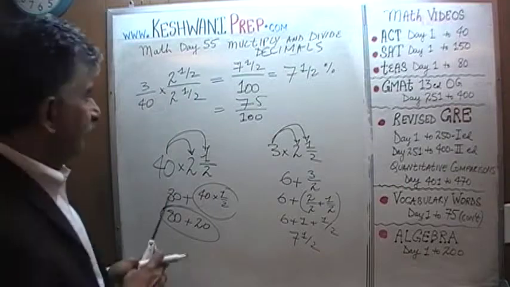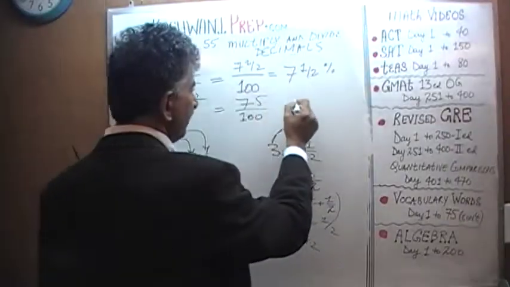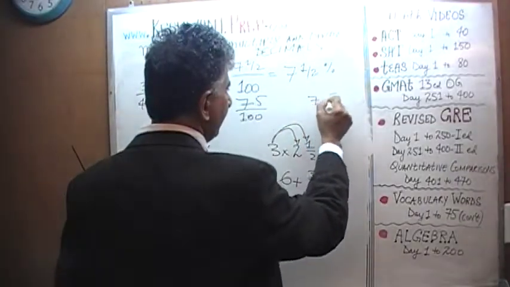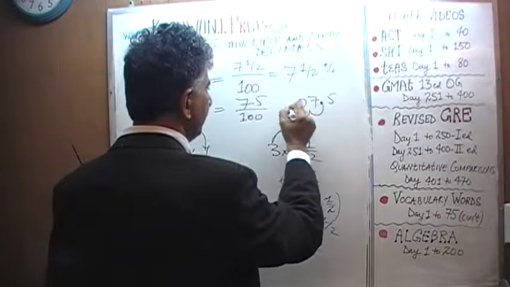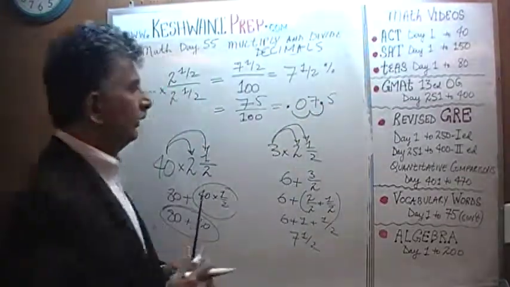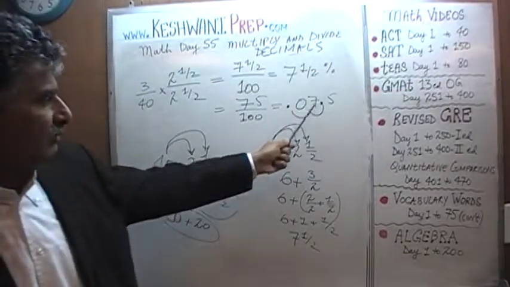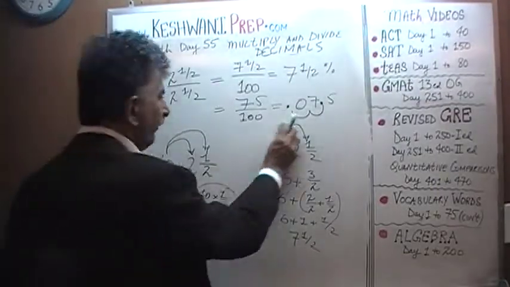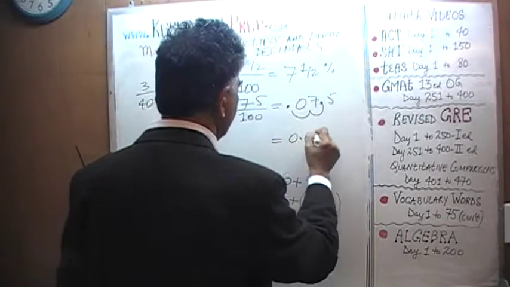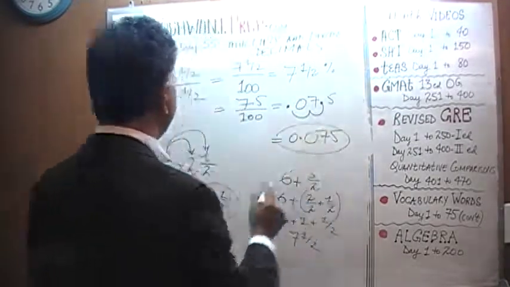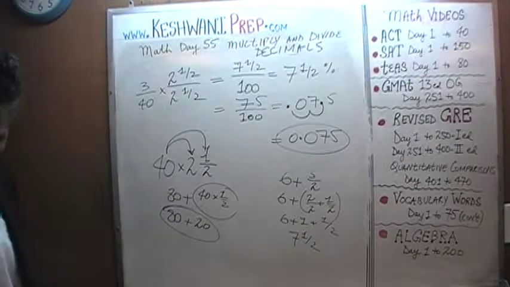And therefore, the final answer is, you have to move the decimal 2 places. You take 7.5 and move the decimal place 2 places. 1, 2, the decimal ends up here and we end up with a 0. The final answer is 0.075.